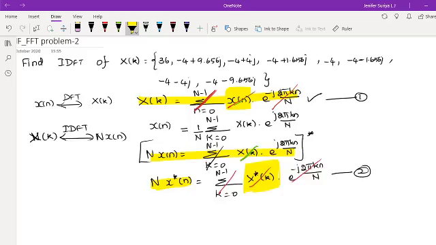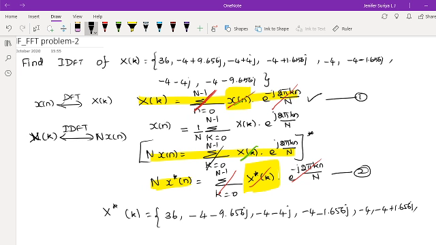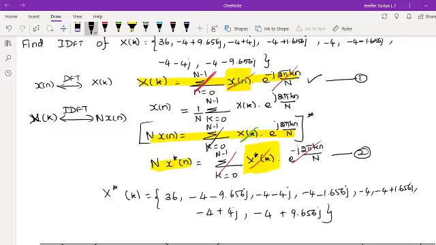So the first step for performing IDFT is we need to find X star of k. So I am taking X star of k. X star of k is equal to 36, minus 4 minus 9.656j, minus 4 minus 4j, minus 4 minus 1.656j, minus 4, minus 4 plus 1.656j, minus 4 plus 4j, minus 4 plus 9.656j. So we selected the conjugate representation for the input.